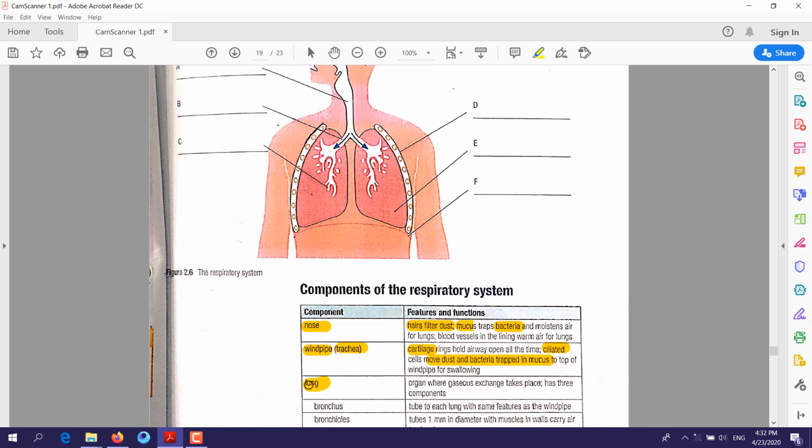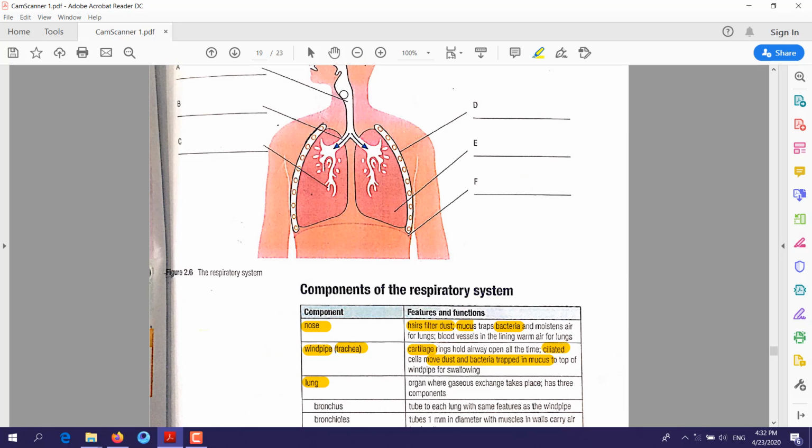After that, the main part is the lungs. Lungs are the organs that store the air, the part where the whole process of gas exchange happens. So now A, again, is the trachea. E is the lung.